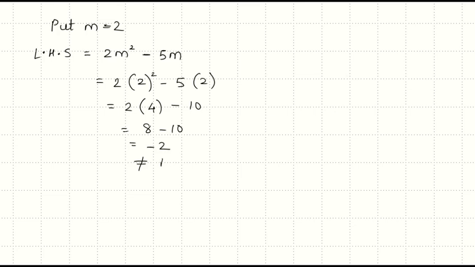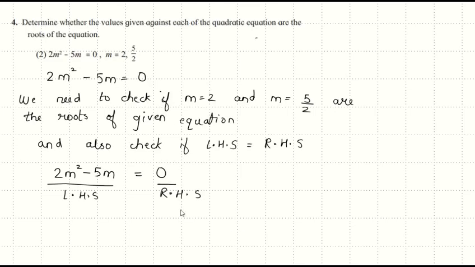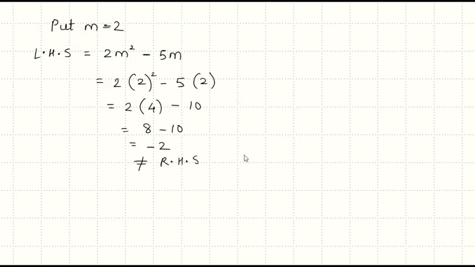or which is not equal to RHS. What is RHS? If you see, RHS is 0. So this minus 2 is not equal to RHS. Therefore, m is equal to 2 is not the root of the given quadratic equation.